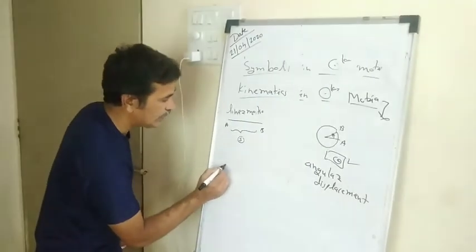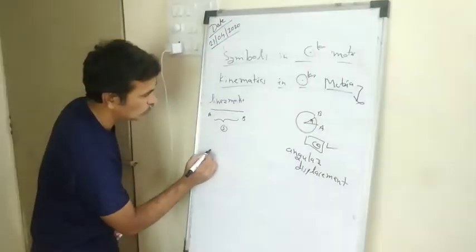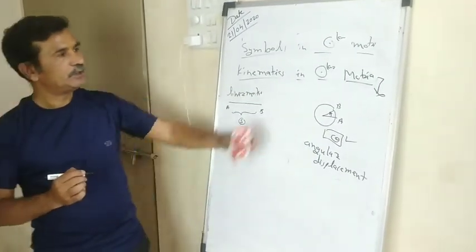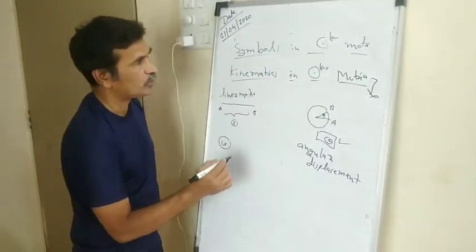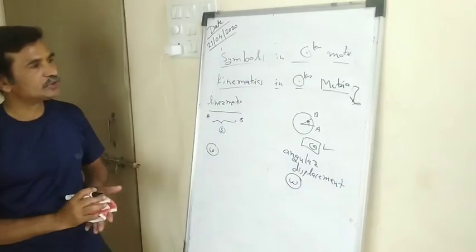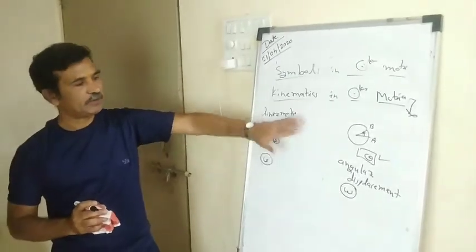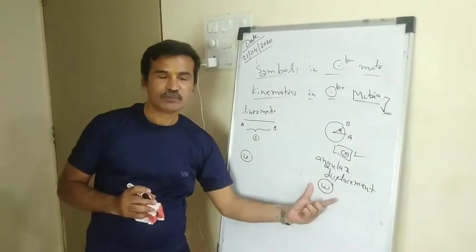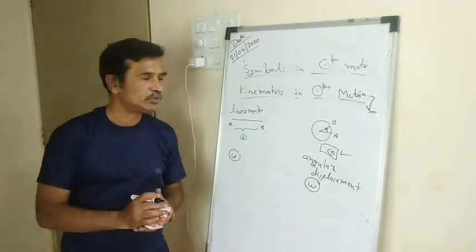Then we have seen in case of linear motion, velocity v is considered. Here in circular motion or rotational motion, we require omega. So omega is a symbol used in circular motion. The difference is there: v in case of linear motion, omega in case of circular motion or rotational motion.